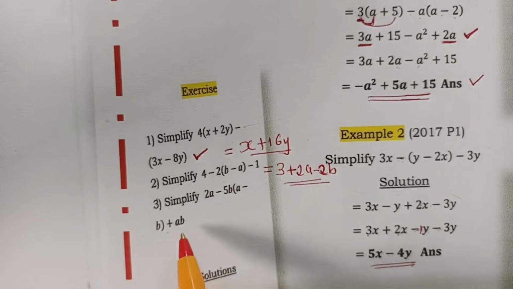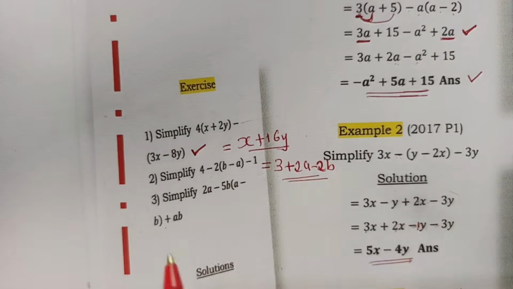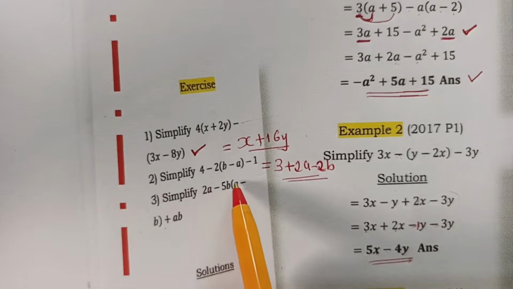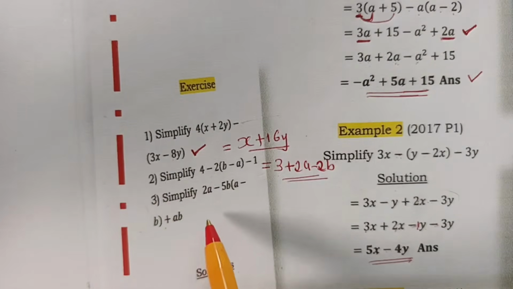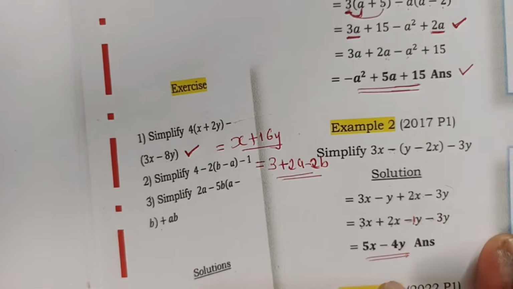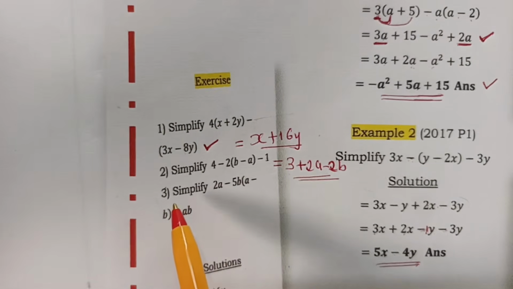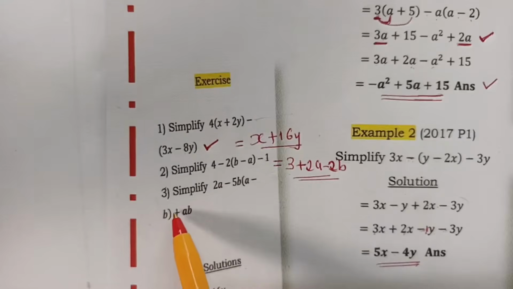So our last question here will be simplify 2a minus 5b, open bracket, a minus b, close plus ab. I'm repeating the question. I hope you're able to see. Simplify 2a minus 5b, open bracket, a minus b, close plus ab. What answer are you getting for this one?